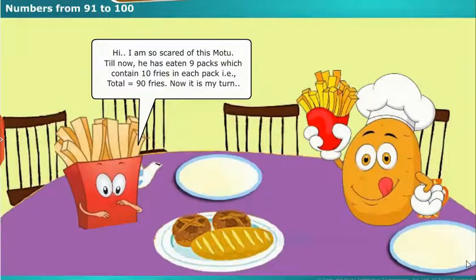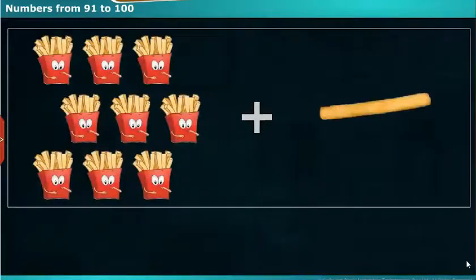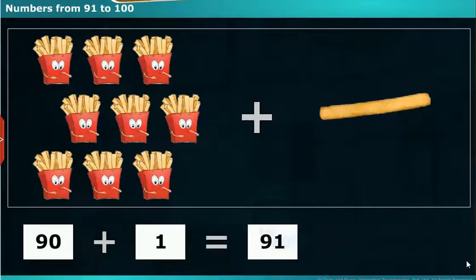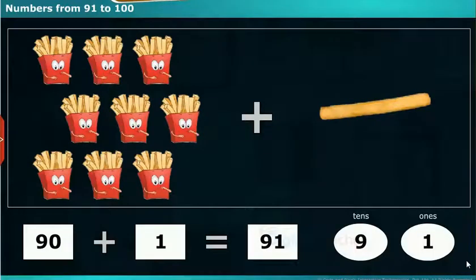Now it is my turn. Motu took the packet and started eating. His stomach is full of fries. So, he is eating one by one slowly. He ate 1 fry. So, 90 plus 1 is equal to 91. Total is equal to 91 fries.